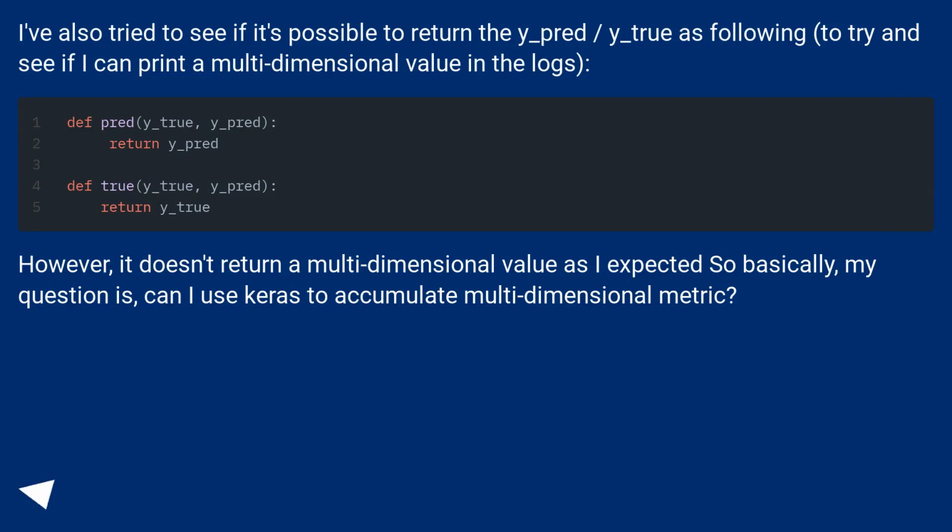I've also tried to see if it's possible to return the y_pred and y_true as follows, to see if I can print a multidimensional value in the logs. However, it doesn't return a multidimensional value as I expected. So basically, my question is, can I use Keras to accumulate a multidimensional metric?